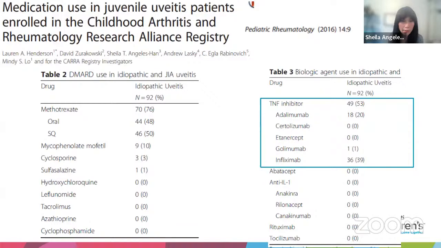And these findings were nicely shown in the CARRA registry, which is the Childhood Arthritis and Rheumatology Research Alliance, which consists of pediatric rheumatologists within North America. And in this registry, we show that of 92 children, half of them failed DMARD use and required biologics. So again, supporting the earlier studies on the use of methotrexate.